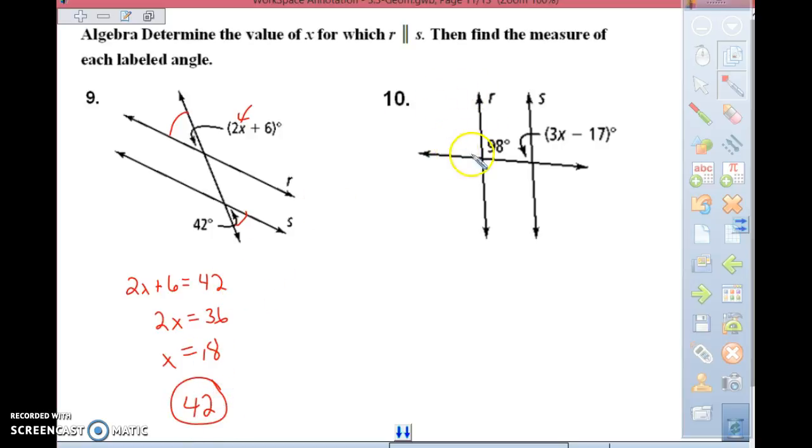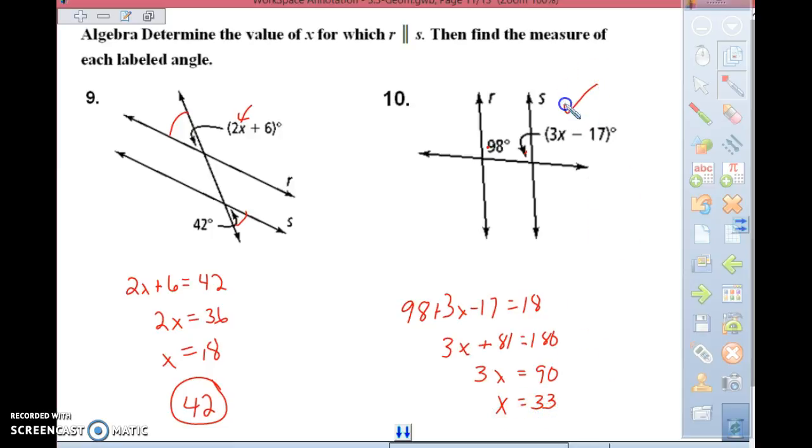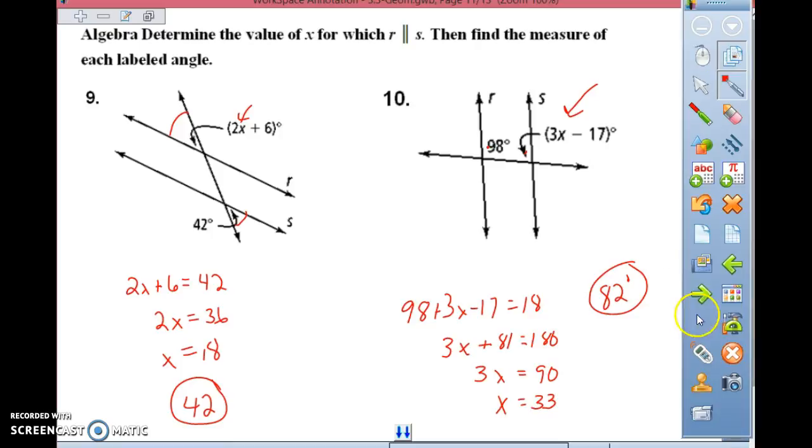Number 10, determine the value of x. So these are same side interior, so they would have to be supplementary. So our equation, 98 plus 3x minus 17, would have to be 180. And we could figure out those calculations very quickly.